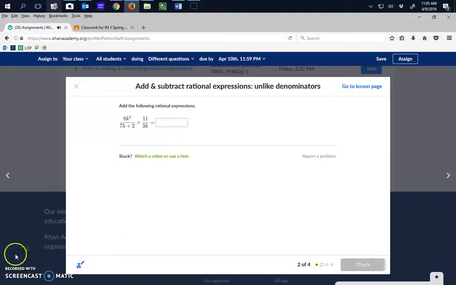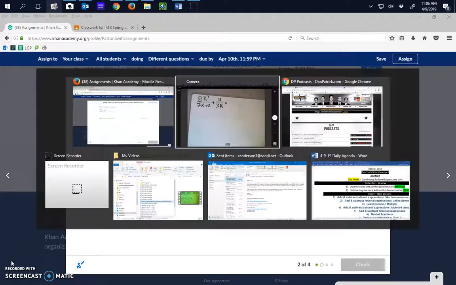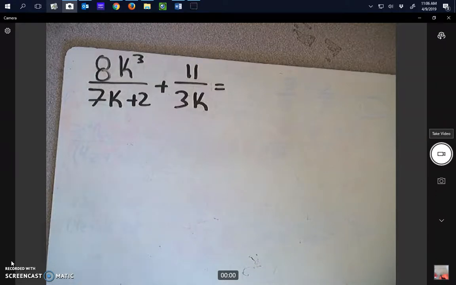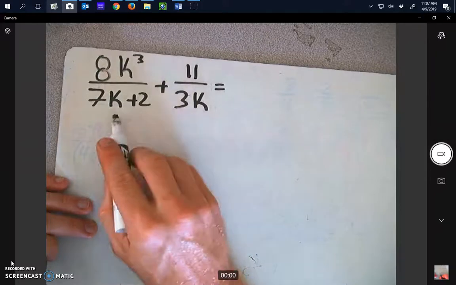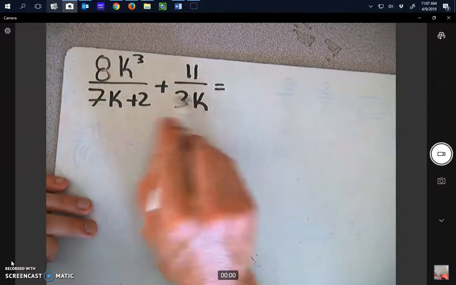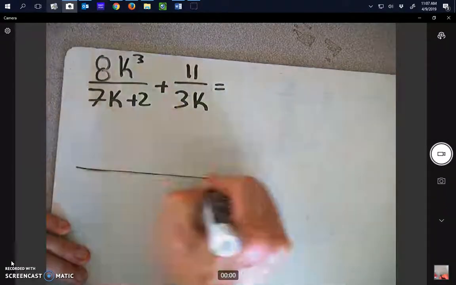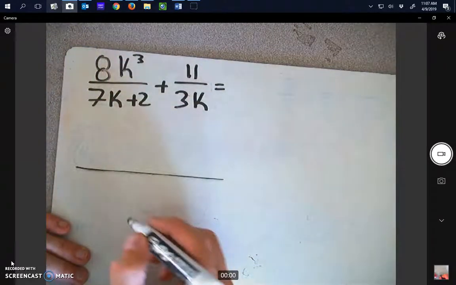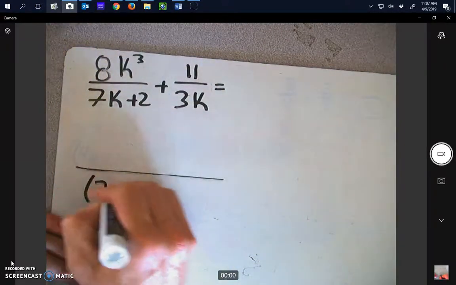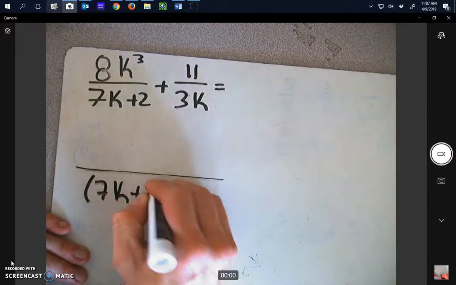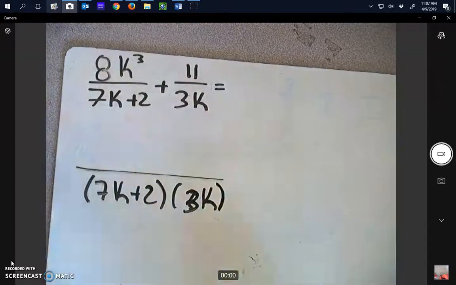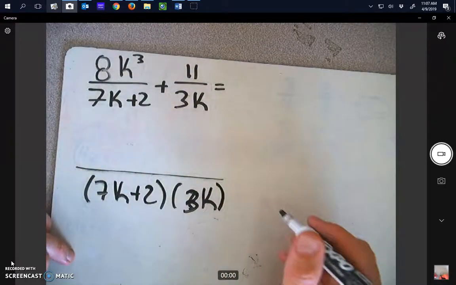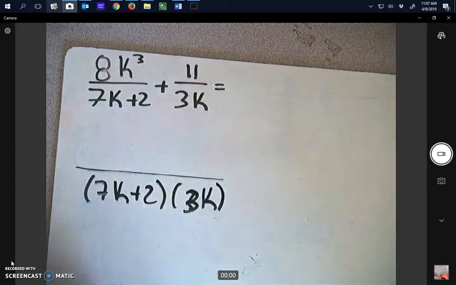Okay, next question. Next question is right here, and I have it written down. So 8k cubed over 7k plus 2, plus 11 over 3k. We're adding, not the same denominator, so we have to multiply this one by that one to get a new one. So let's do that first. So 7k times 3k. That's our denominator, and you can multiply it out if you want to, but in this assignment you don't have to. You can just leave it just like this.